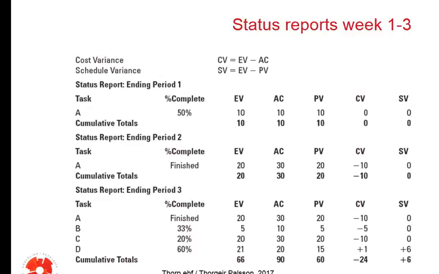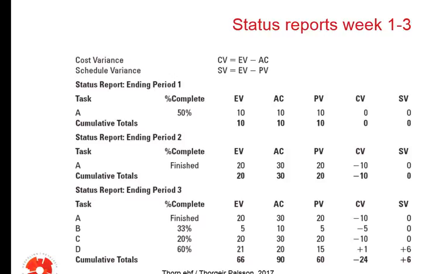And then we go back here. So 50% is complete after the first one. The earned value is 10. Cumulative total is 10. Actual cost is 10, and planned value is 10. Everything is basically as it is. There's no changes. Everything is on time. And you can see the cost variance and the schedule variance are both at 0. So everything is fine and normal there.